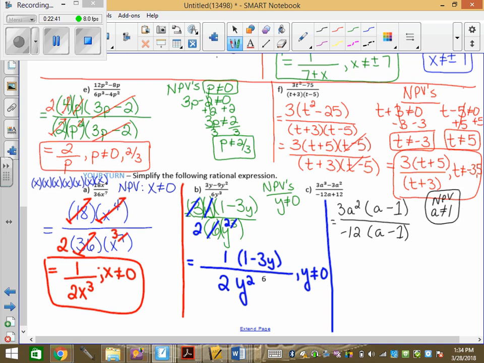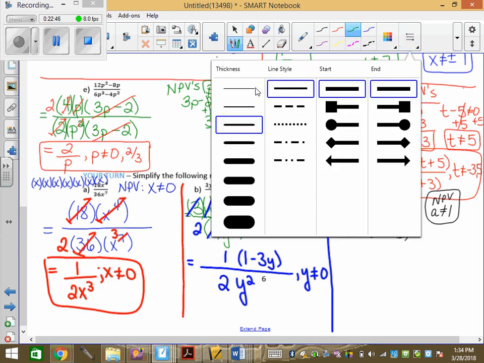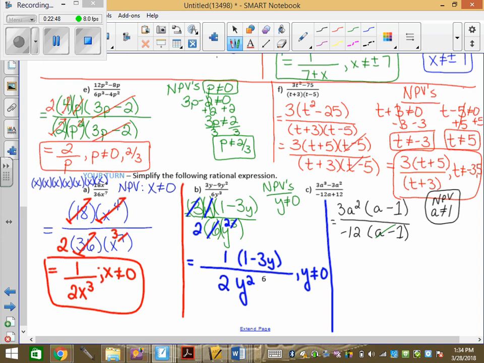Now the a minus 1 and the a minus 1 can cancel because they match exactly. Had you taken out a positive 12, though, they wouldn't match exactly. The 3 and the a squared are in their own brackets, and so is the negative 12. Can I take anything out of those? What can I take out? A 3. 3 out of 3, 1. Negative 12 divided by 3, negative 4. So I'm actually left with a squared over negative 4. A cannot equal 1.